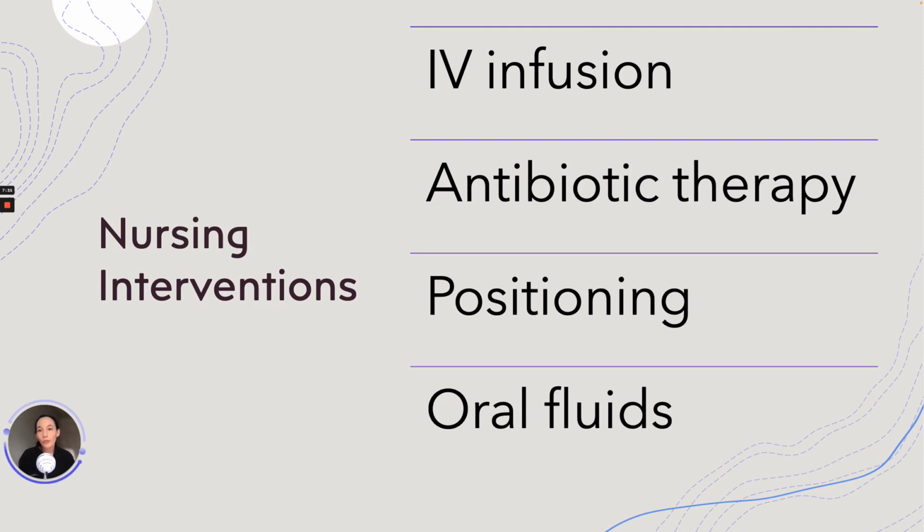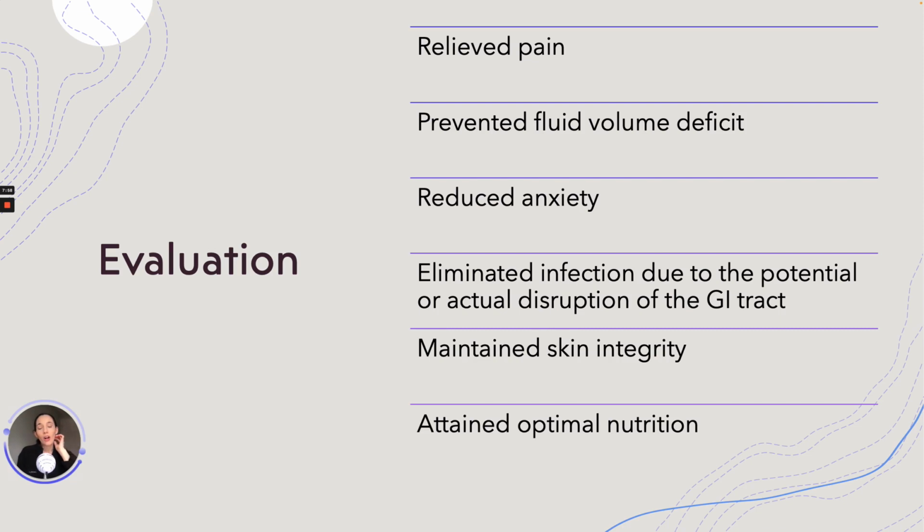And as we prepare for surgery, these are some of the interventions. So we'll have that IV infusion. We may give antibiotics. We will position the patient after surgery, placing the patient in high Fowler's to reduce the tension on the incision and abdominal organs, thereby reducing pain, and we'll provide oral fluids when tolerated. Our evaluation will include, and these are just some examples because this is how your patient responds to those interventions: relieved pain, relieved fluid volume deficit, reduced anxiety, eliminated infection due to potential or actual disruption of the GI tract, maintained skin integrity, and attained optimal nutrition.